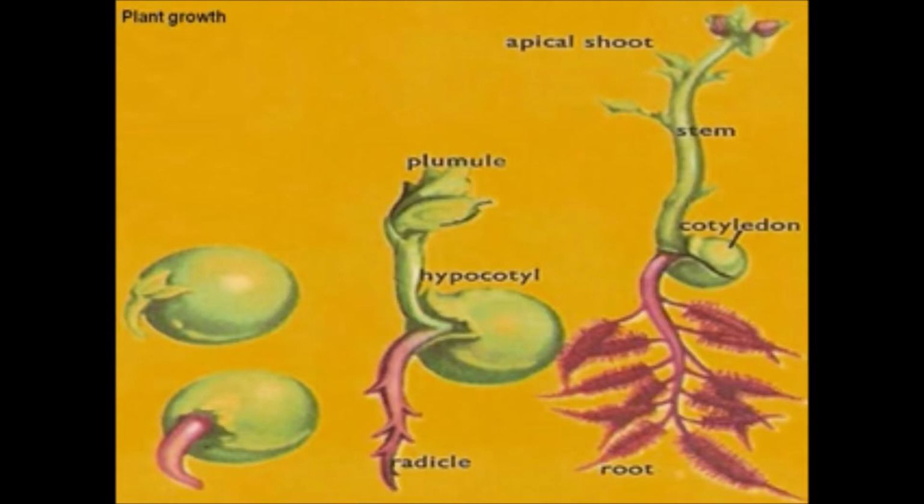Here is how a plant grows from a seed. You get a plumule and radicle, hypocotyl. Then you have an apical shoot from the stem and cotyledon and the roots coming out. So two come out from a seed equally. One part goes down to the ground, the other part comes out of the ground.